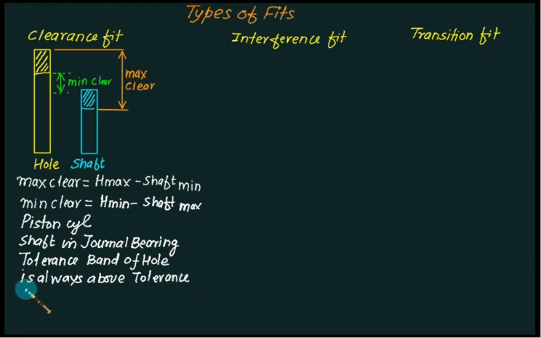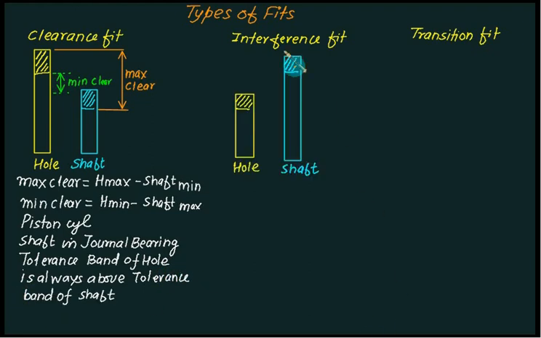Now let's consider the interference fit. In the case of interference fit, the hole is smaller as compared to the shaft, and if we select the maximum size of shaft and the minimum size of the hole, it is called maximum interference. And if we select the minimum size of shaft and maximum size of hole, we will get minimum interference.